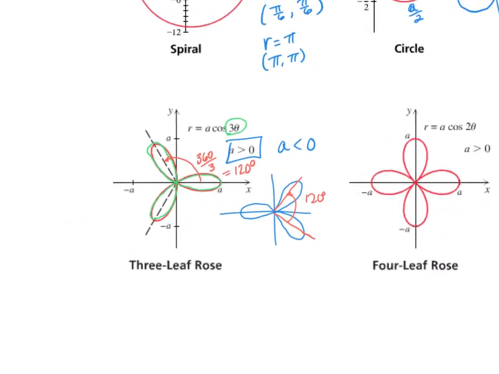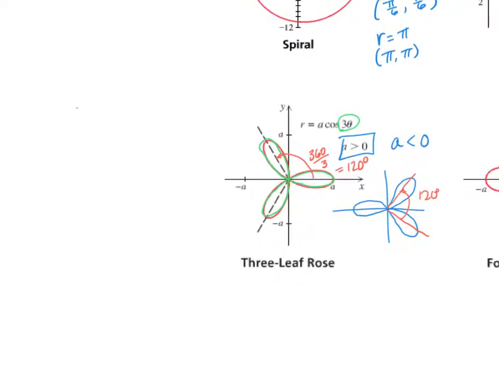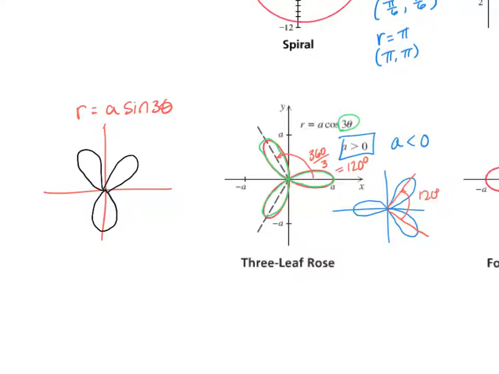Now, if I have r is equal to a sine 3 theta, then I still have 3 petals, but now it looks like this. And this is for a greater than 0. If I have a less than 0, then it's going to look like this.